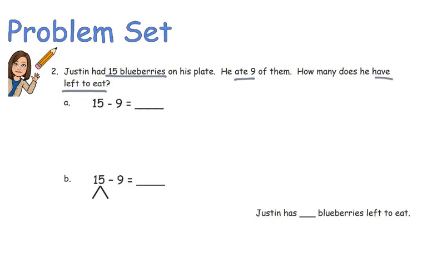So again, letter A, we're going to practice counting on. So we're going to start at 9, and we're going to count on until we get to 15, okay? We're going to keep counting. So let's write our 9 and circle it, 9, and now we're going to keep counting. 10, 11, 12, 13, 14, 15. How many more lines did we need to get to 15? 1, 2, 3, 4, 5, 6.